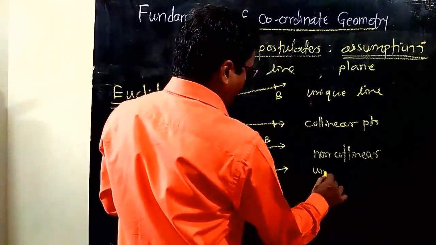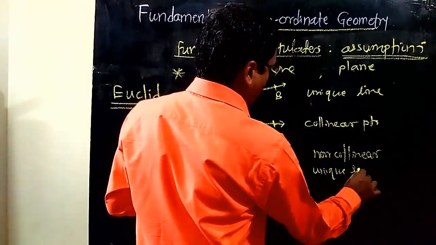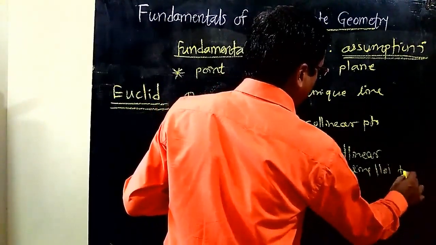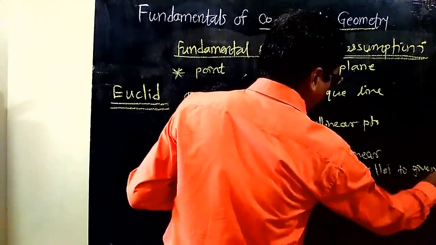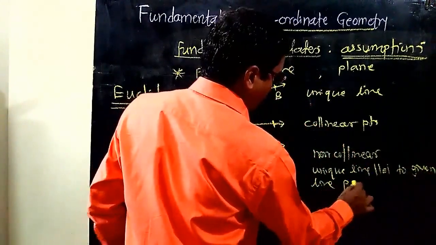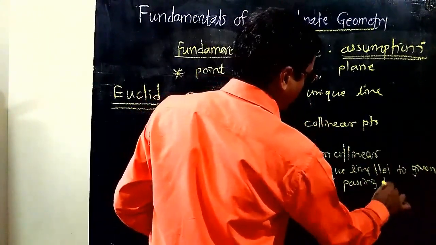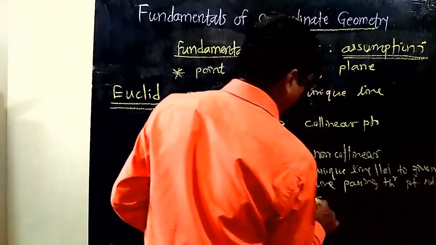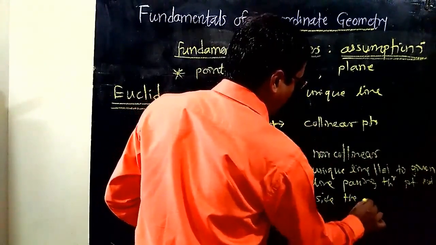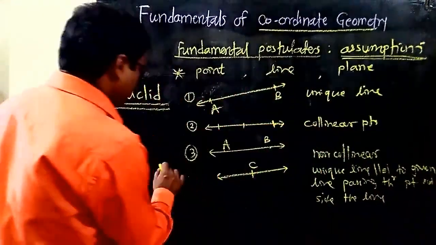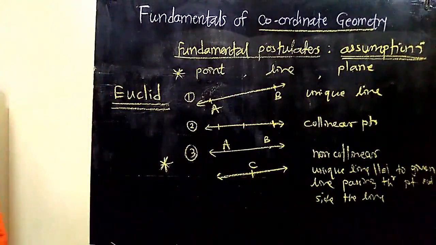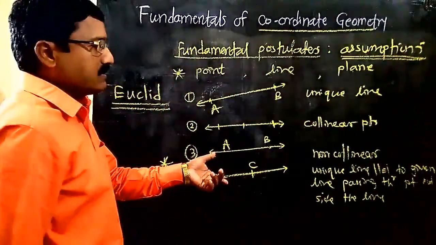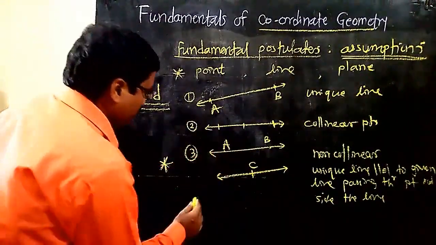So, a unique line parallel to the given line passing through a point outside the line. This is very much important to remember. This possibility is very much important. Actually, this gives us the concept of parallel lines.